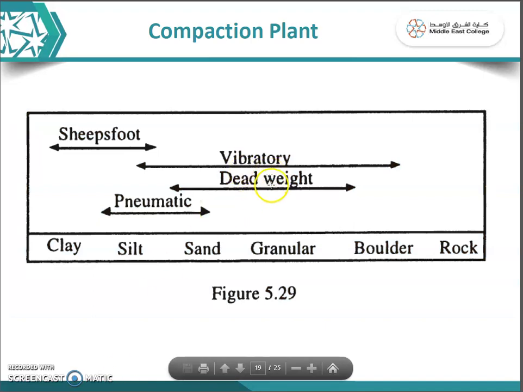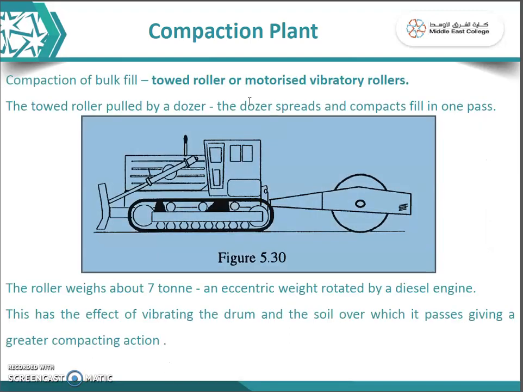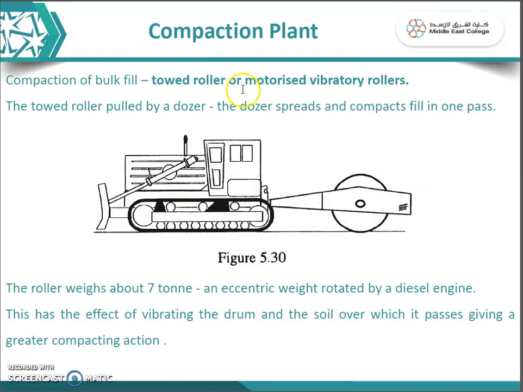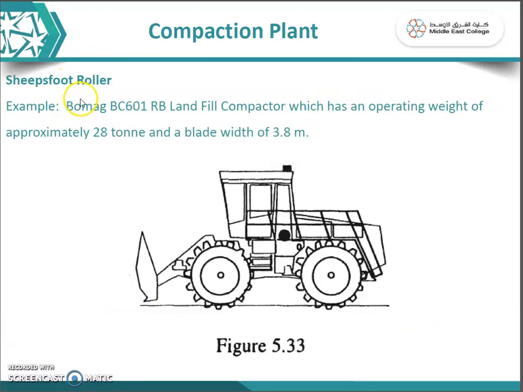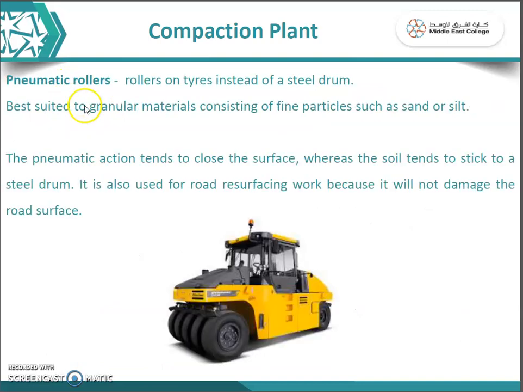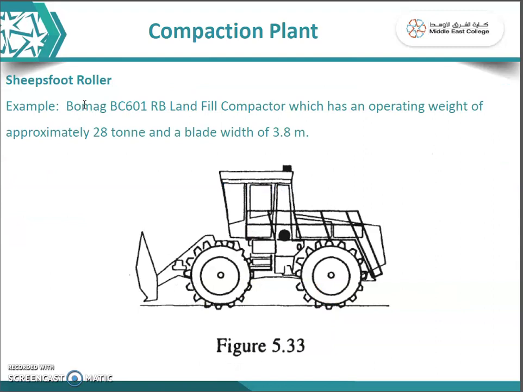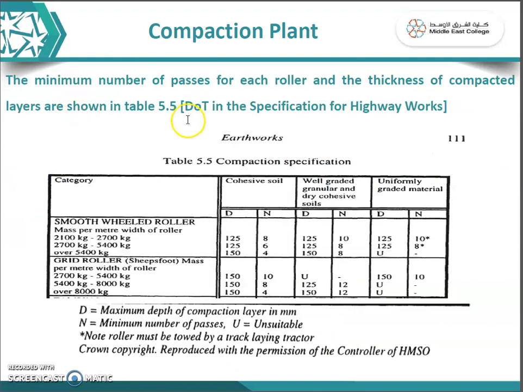Here, the remaining things we are going to discuss are towed rollers and motorized vibratory rollers, smooth wheeled vibratory rollers, sheep's foot rollers, and pneumatic rollers. So this is what we are going to discuss in tomorrow's class, and I'm going to give you a basic idea about the tabular form in which we are going to solve a problem in coming classes. So this is what is planned for tomorrow's class.